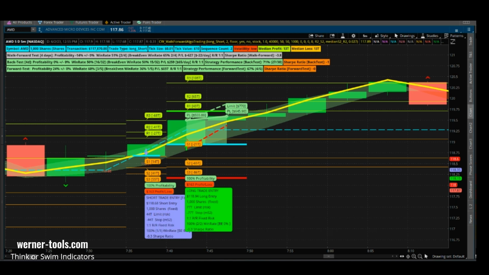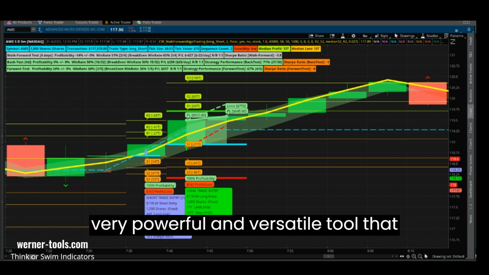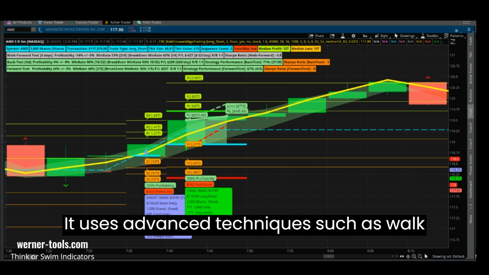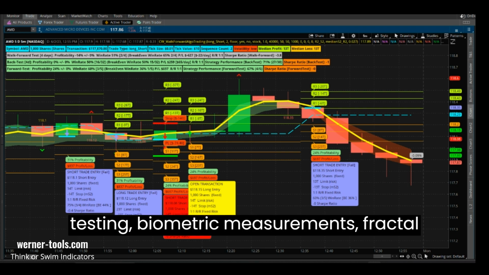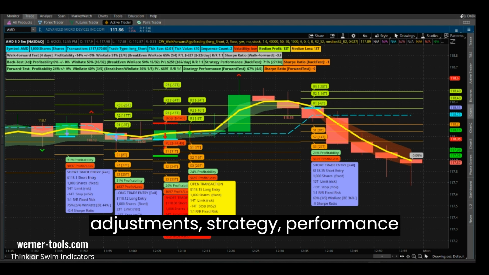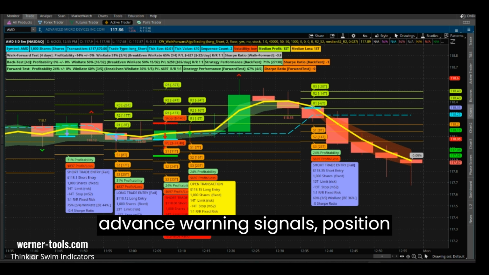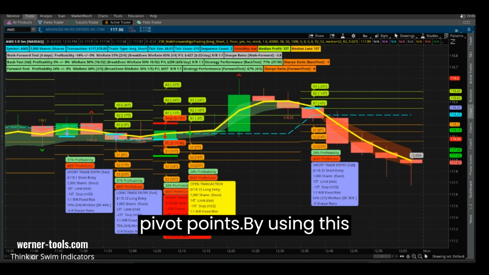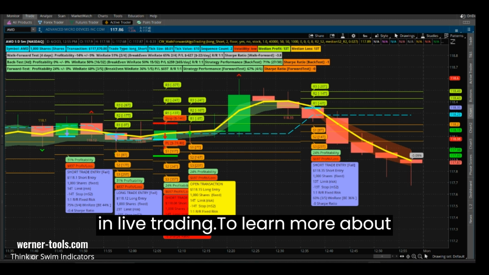preferences. As you can see, the Walk-Forward Algo Trading tool is a very powerful and versatile tool that can help you to optimize your trading strategy and get real-time results. It uses advanced techniques such as walk-forward testing, back testing, forward testing, biometric measurements, fractal indicators, custom filters, price adjustments, strategy performance monitoring, trade execution information, advance warning signals, position sizing, limit and stop settings, and pivot points. By using this tool, you can improve your trading performance and achieve better results in live trading.